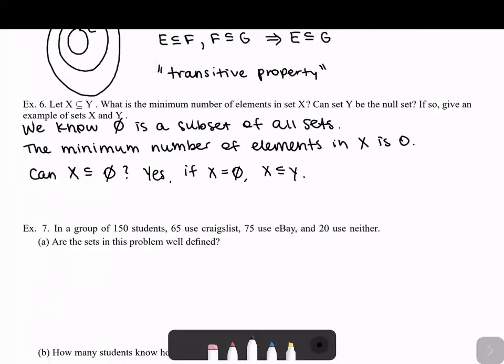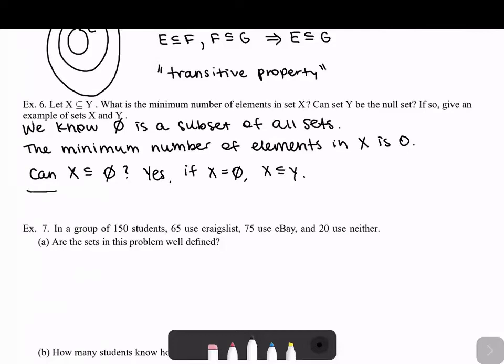And this is where that notation matters, that this has the subset with the equal sign under it. Because in this case, X is a subset of Y is just saying that the empty set is a subset of itself. And in that case, X and Y are equal.